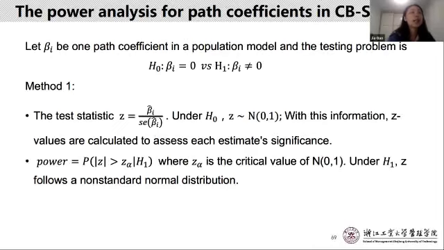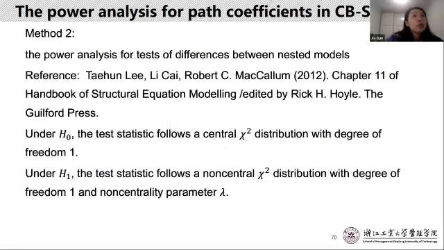There are two methods to test the path coefficients. One is a z-test. This is method 1. However, the parameter standard error is sensitive to how the model is identified for the z-test. So we usually recommend method 2. Method 2 is using the chi-square test of difference between nested models. And here is also the reference book.